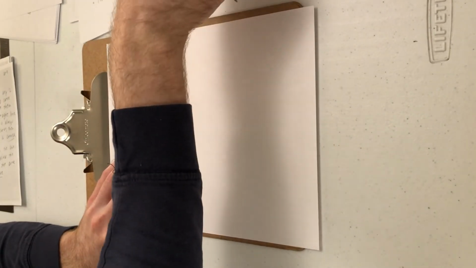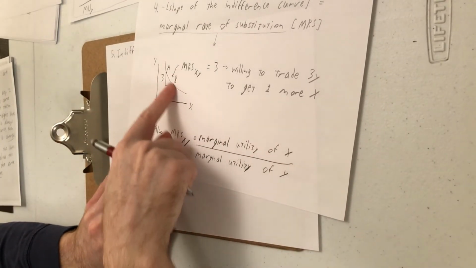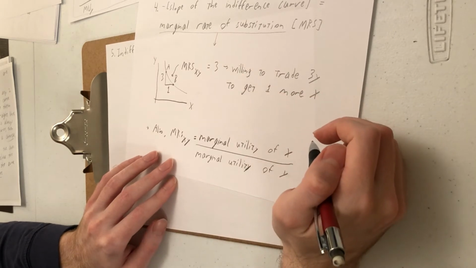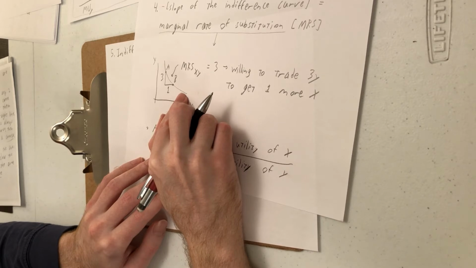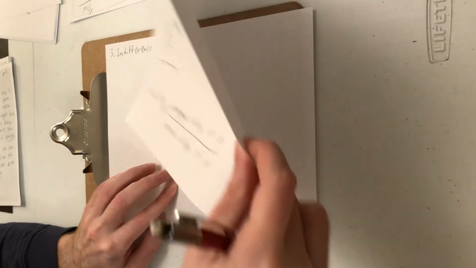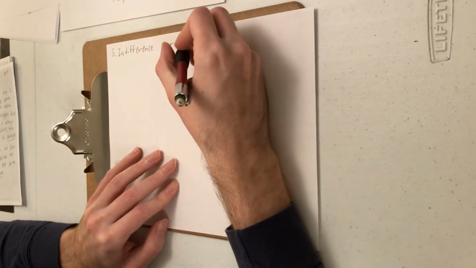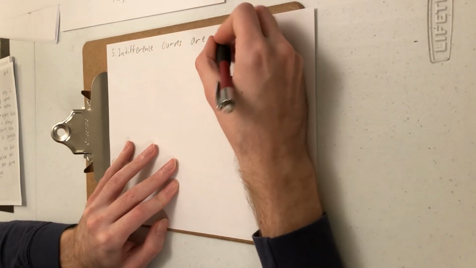So I've been drawing indifference curves that look like this, and I hinted earlier there's a reason why it's this shape and not some other kind of shape. And here we'll learn about why that is. So that shape is convex.